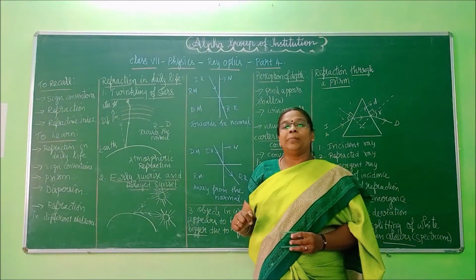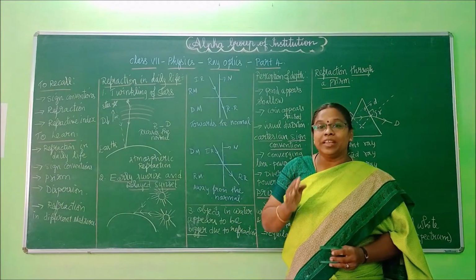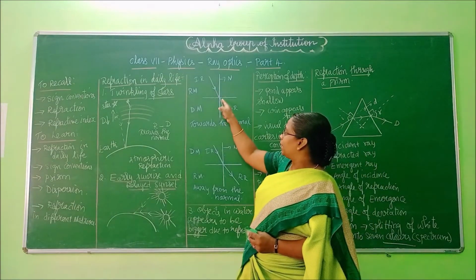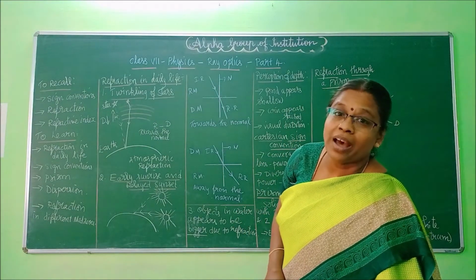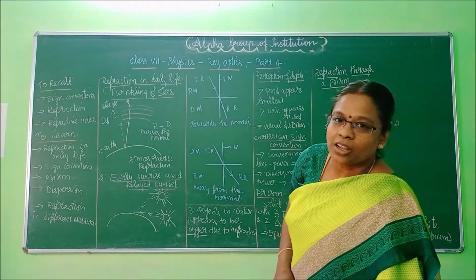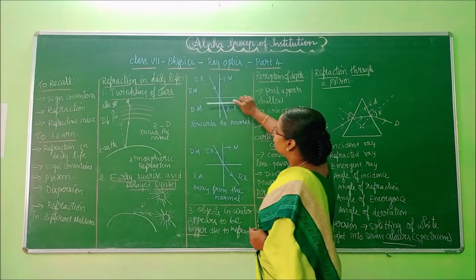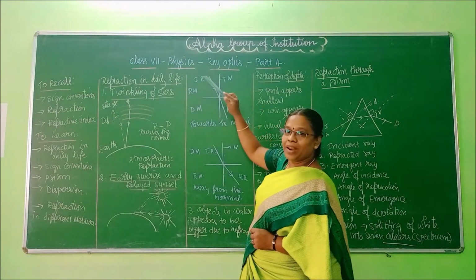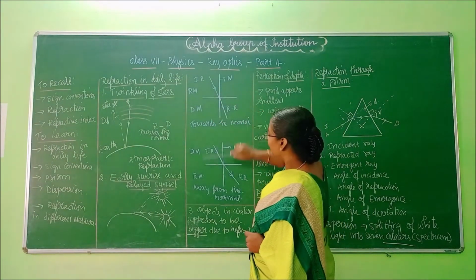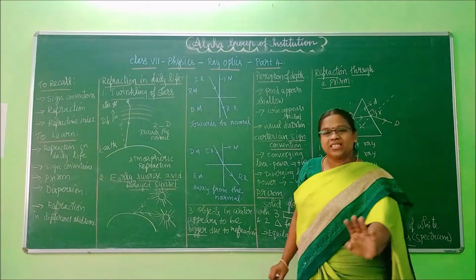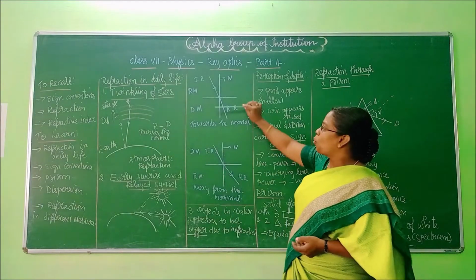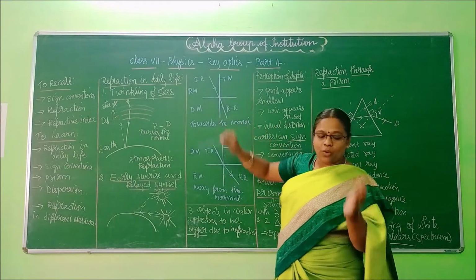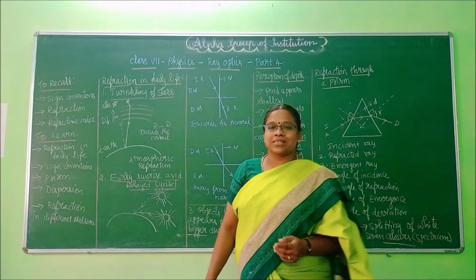So what will happen? When there is a medium change, light will take a bend. So that process is called what? Refraction. So hereafter we have to think that when I explain here, this line refers to that glass slab. For example, you can take any medium, even a water surface. Here you imagine it like a glass slab.